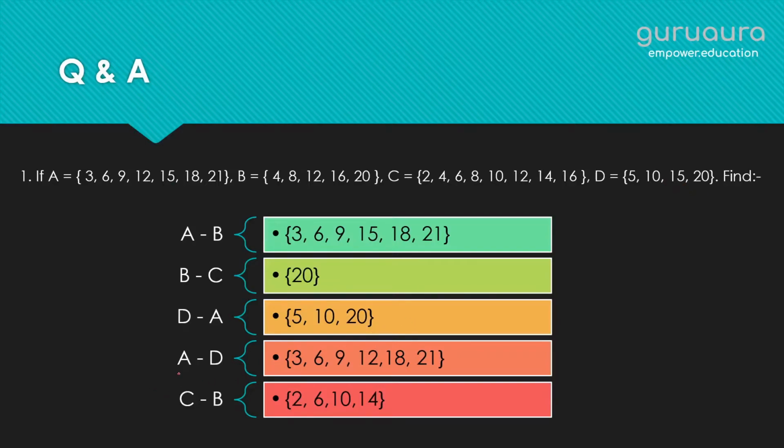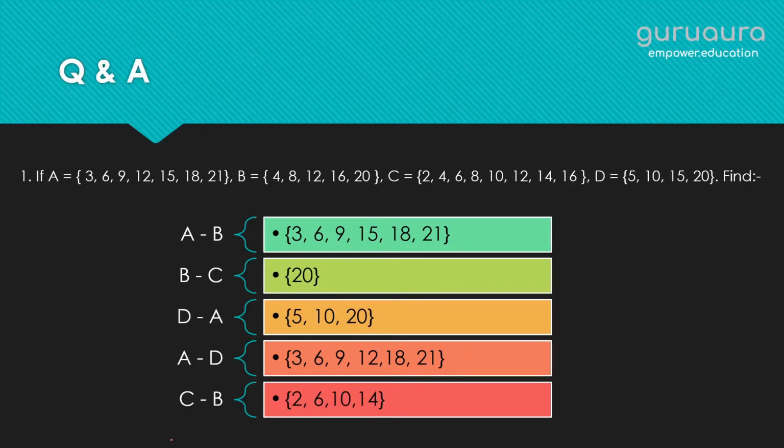Now let's check A minus D. A minus D means the elements belonging to only A but not to D. What were the elements? 3, 6, 9, 12, 18 and 21, as 15 belongs to both A and D, so we won't consider 15. So, A minus D will contain 3, 6, 9, 12, 18 and 21.